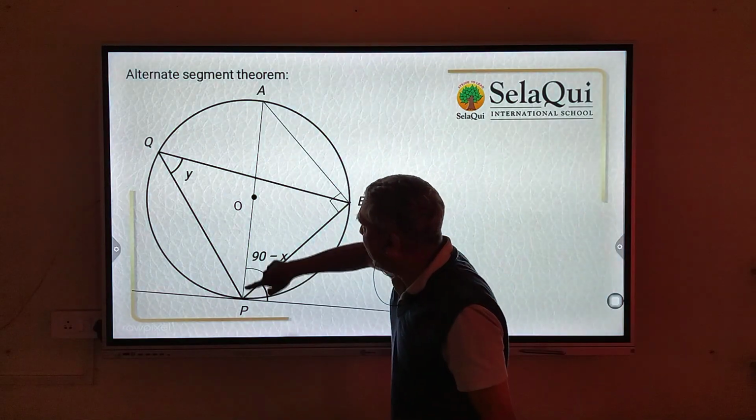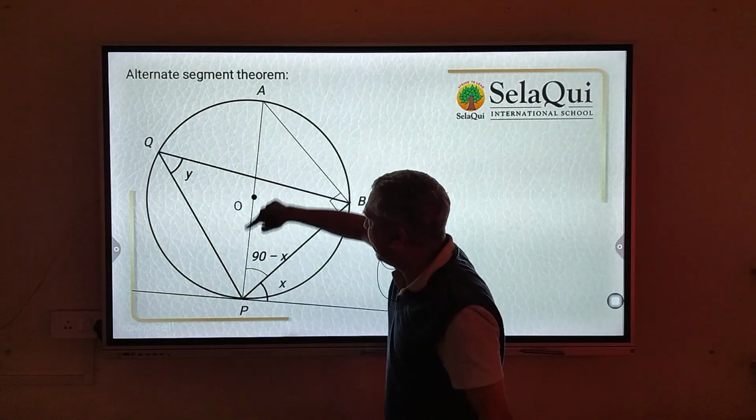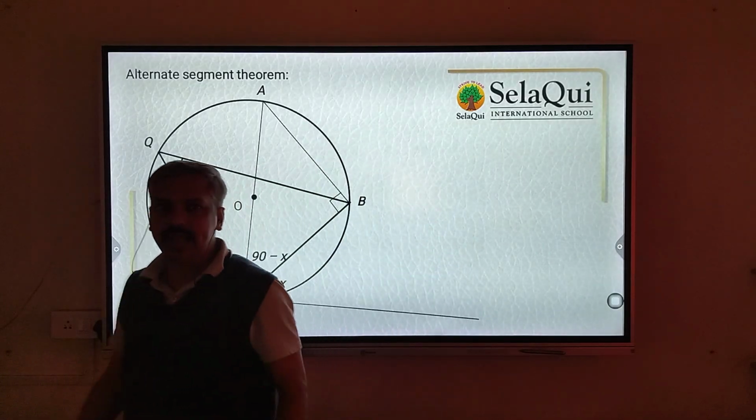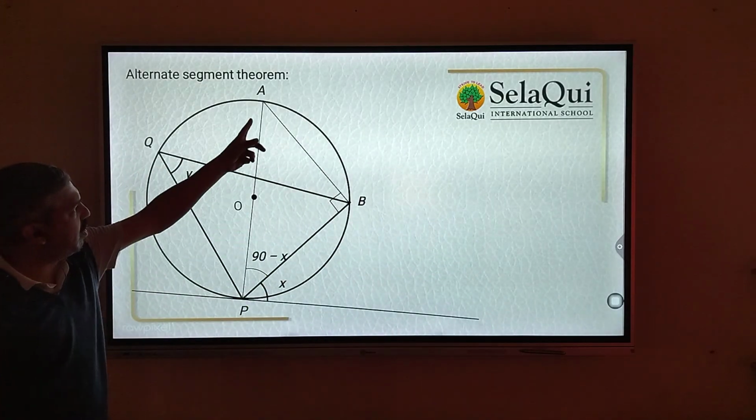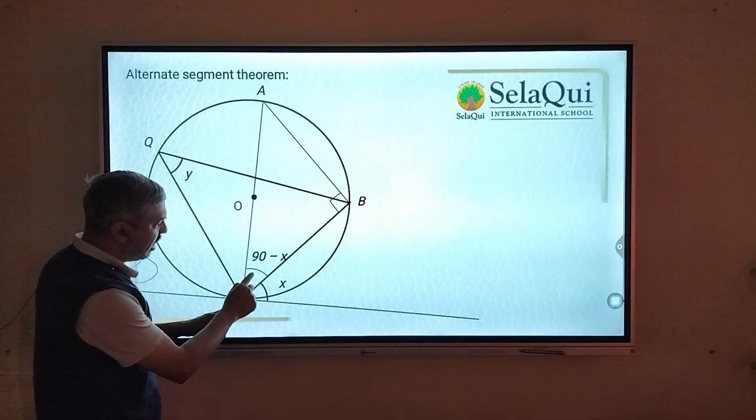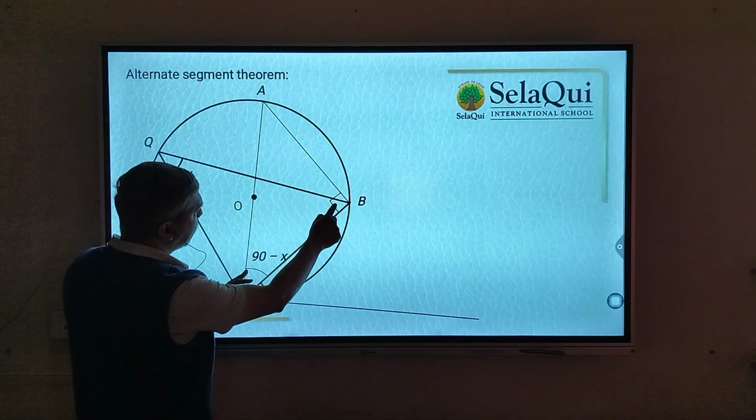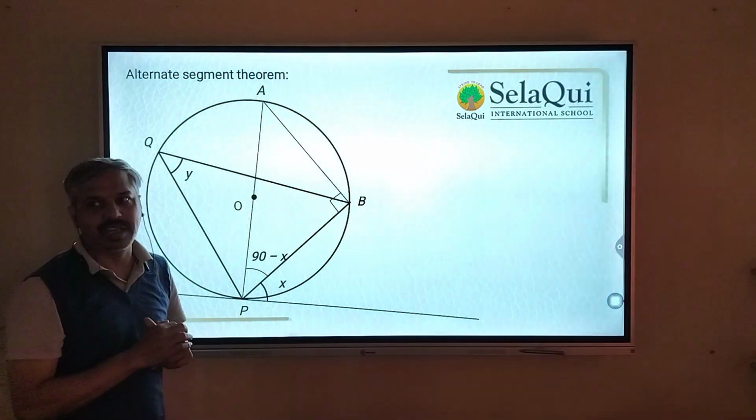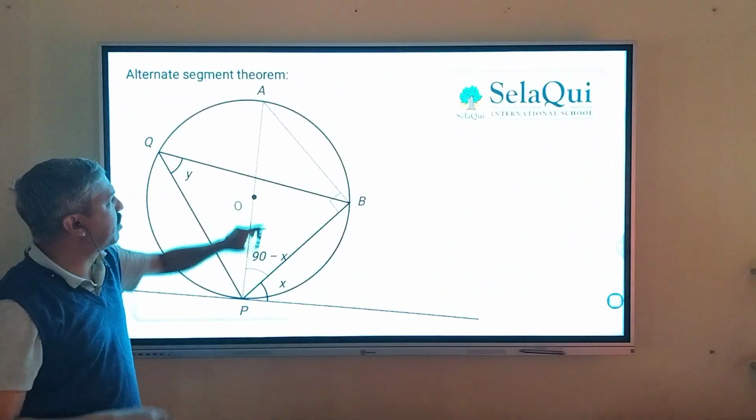This P, A and B is a triangle, APB or ABP, whatever you call it, and the addition of all three angles must be equal to 180 degrees. So this is 90 minus x, this is 90. So together they are 180 minus x. This must be equal to x. Only the x gets cancelled and the answer is 180. So this angle will be x.